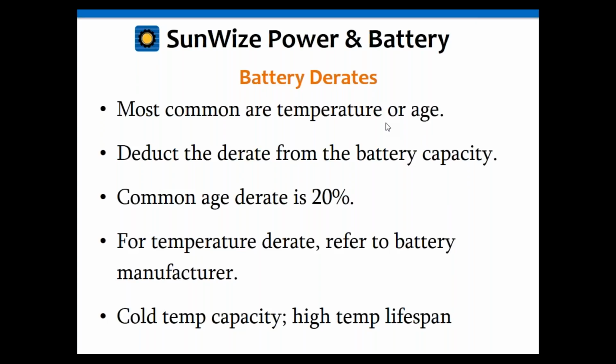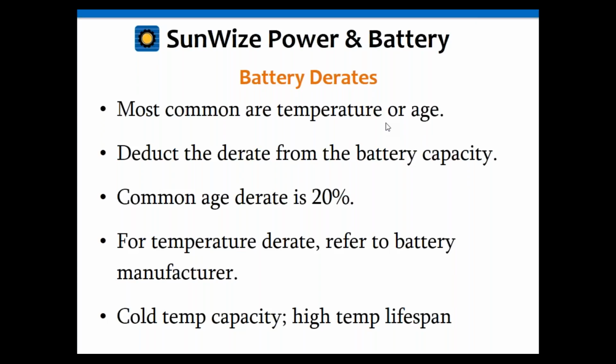Common age derate is 20%. That actually comes out of the telecom industry, because when the battery was reduced to 80% of its capacity, they used to just replace them. So some people would say a battery's failed when it's at 80% of what it was. A lot of times they'll build that into the design, knowing that the battery will lose capacity over time, so they build that 20% in up front, and when the battery has lost that capacity, they'll just replace them.